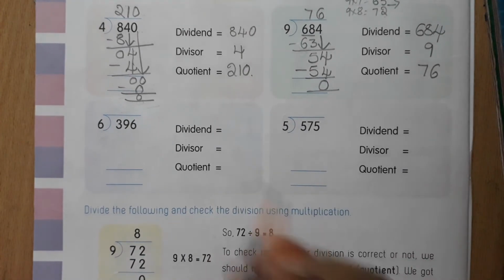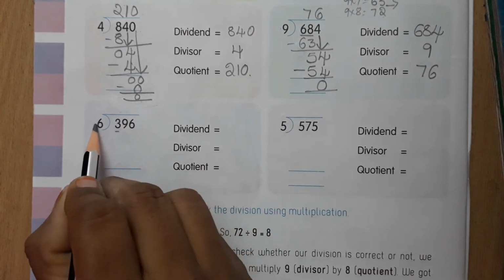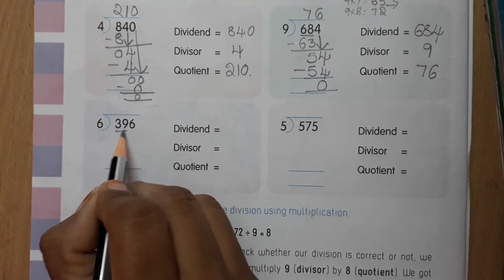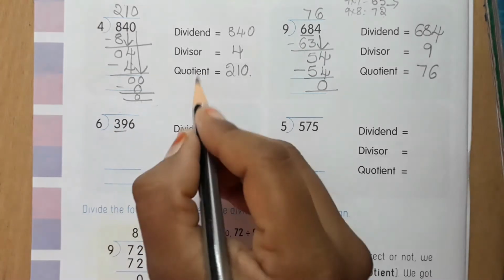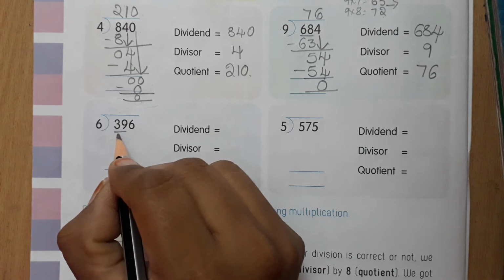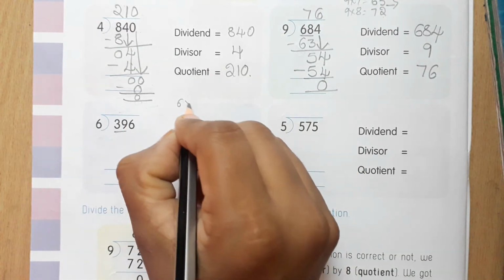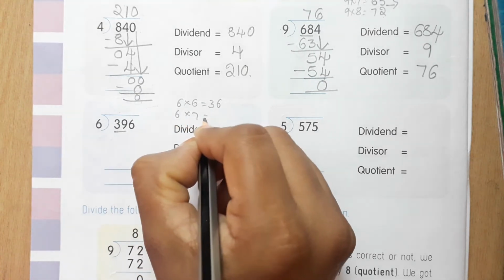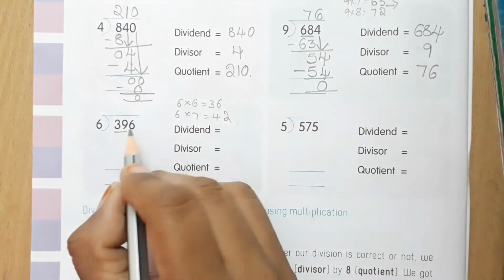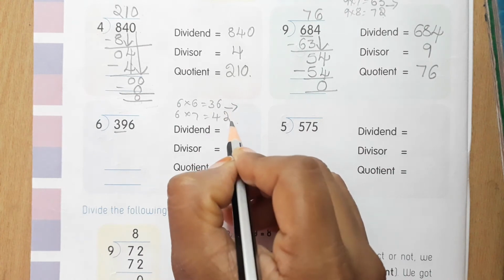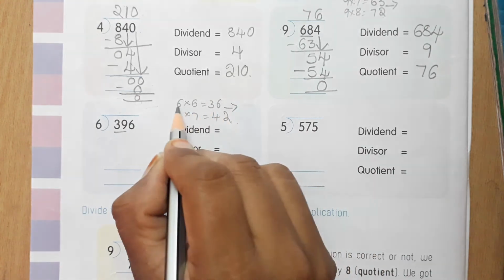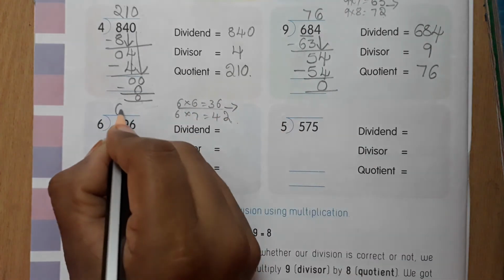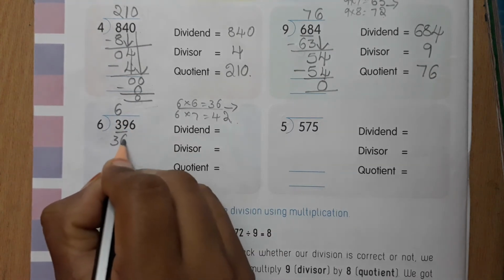396 divided by 6. Now 3 divided by 6, not possible. Now take 2 digits. 39 divided by 6. Is there 39 in the 6 table? No. 6 6s are 36. 6 7s are 42. So here 39 lies between 36 and 42. So choose the lesser one. 6 6s are 36.